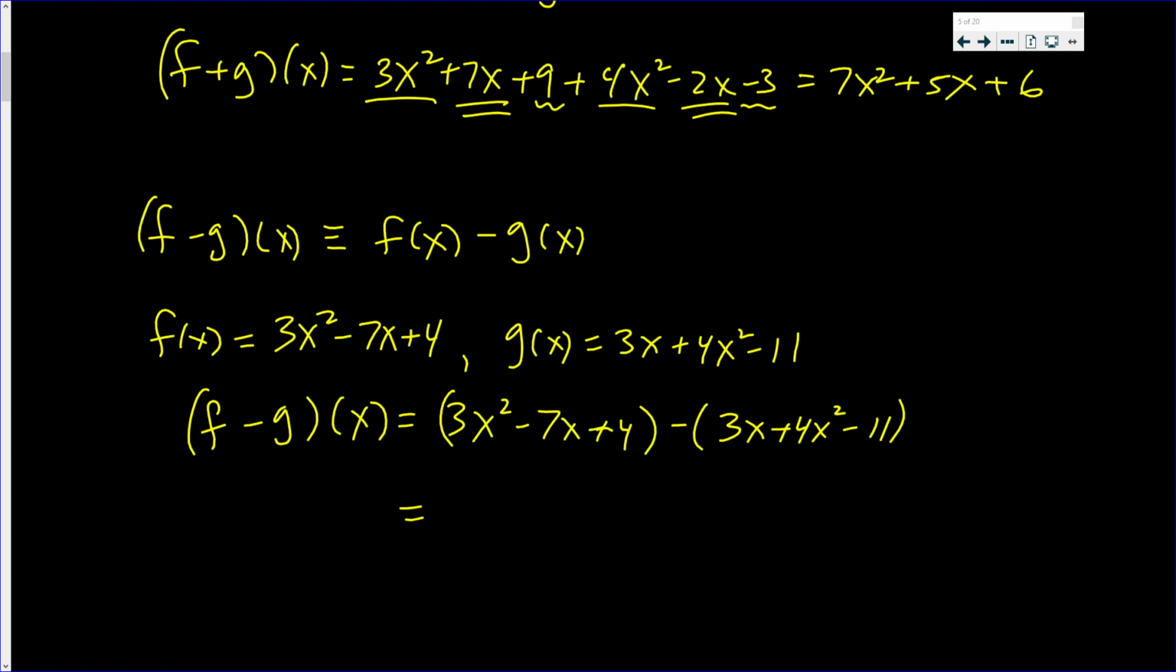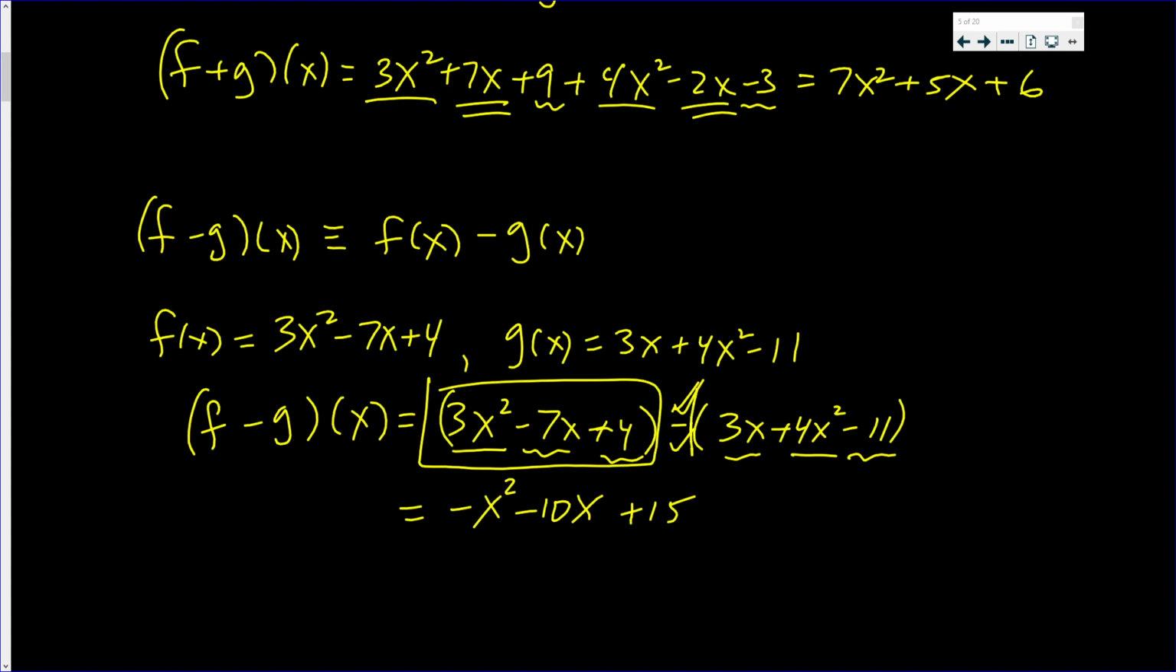So how many x squares do I have? The answer is negative 1. 3 minus 4 is negative 1. How many x's do I have? Negative 7 minus 3, that's minus 10. What's the constant? 4 minus negative 11, which is 15. That was harder than the first step. You just write down f of x, a minus sign, and then g of x.